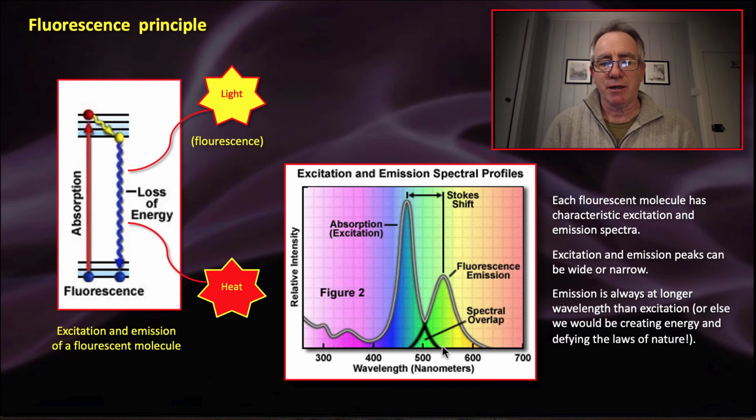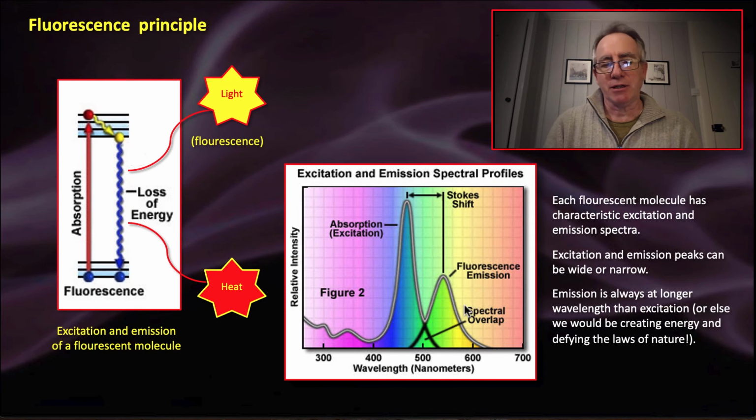Excitation peak, emission peak. The widths of these peaks can vary. The number of peaks that a different fluorochrome has for excitation or emission can vary, but in practice we use ones that look like this. A sharp, well-defined excitation point and a sharp, well-defined emission point.